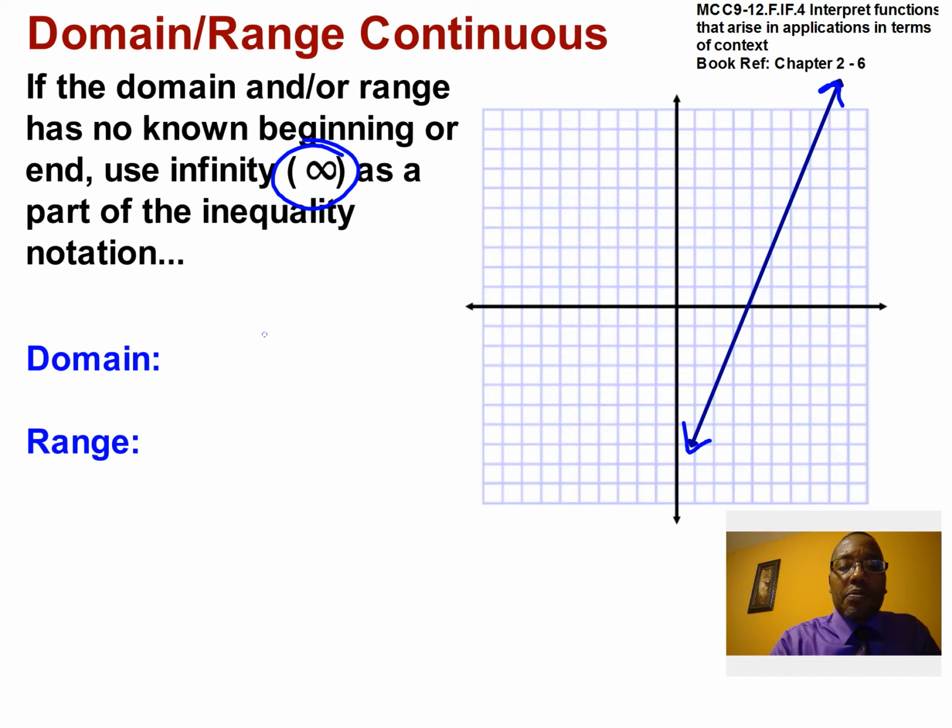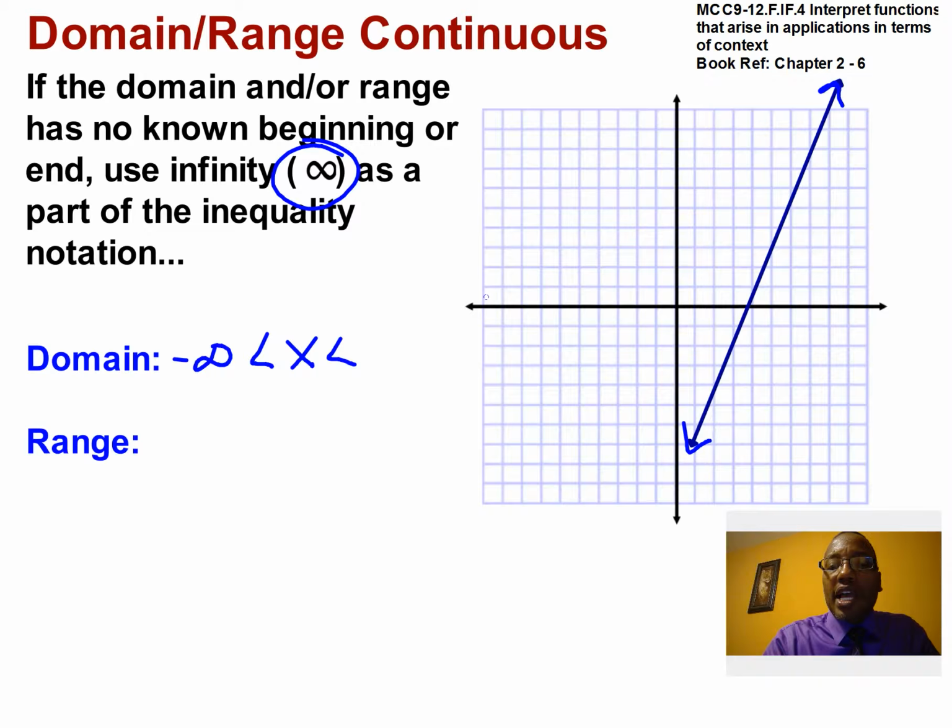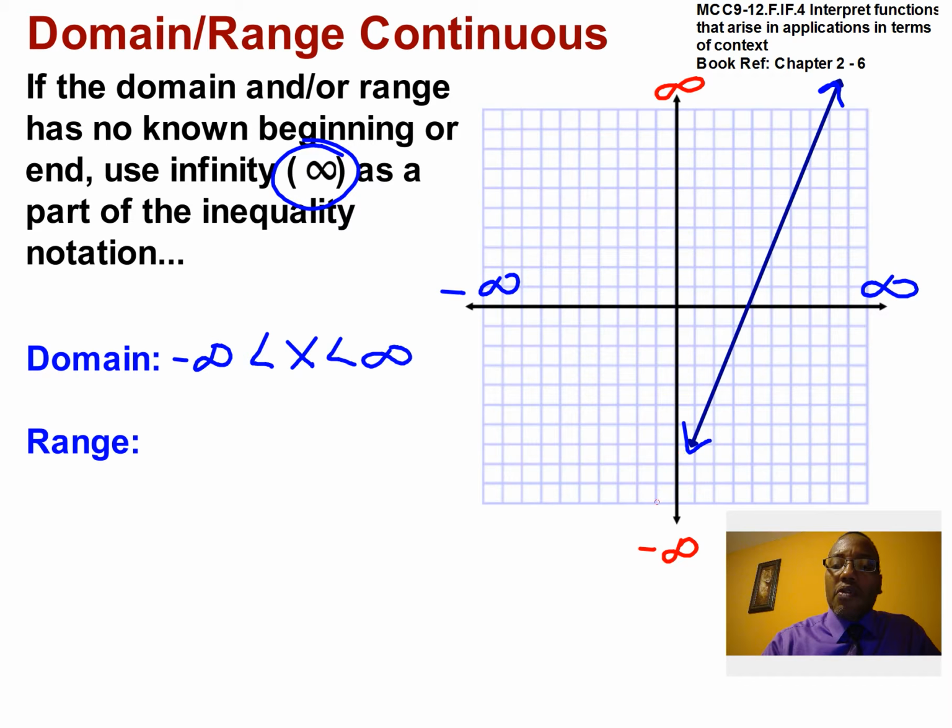Now domain, again, I will put the fact that this x is between the less than symbols. But because I don't know where it actually starts, I will use negative infinity for the negative side of the x's. And then a positive infinity to show that it goes through all of the x's. For the range, similar. At the bottom here is negative infinity, and the top here is positive infinity. If you notice, this arrow says I don't know where it actually starts at the bottom. So my range will be from negative infinity less than y less than infinity.